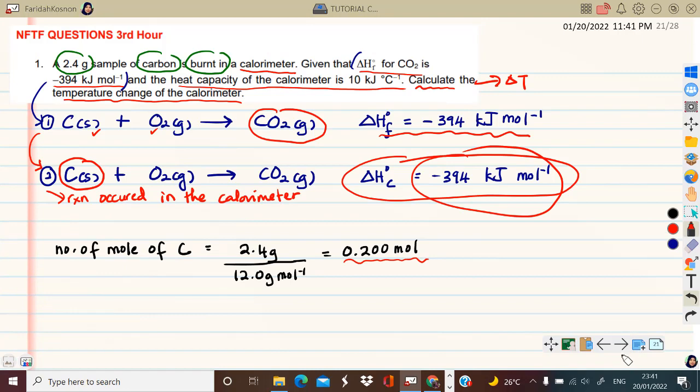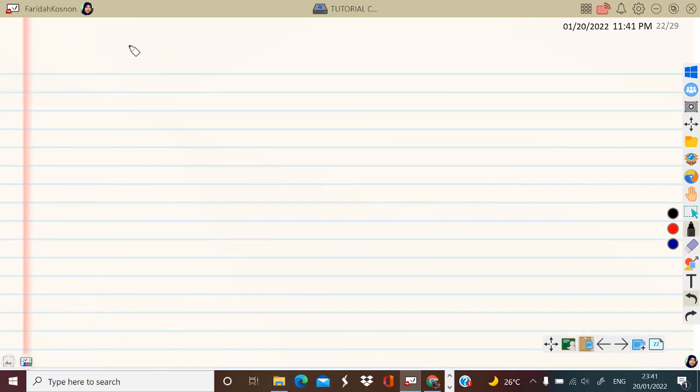Stoichiometrical relationship, bukan coefficient. Okay, so macam mana nak jawab? Jalan kerja. So kita buat stoichiometrical relationship. 1 mole of carbon releases negative 394 kilojoule heat. K ni huruf kecil.